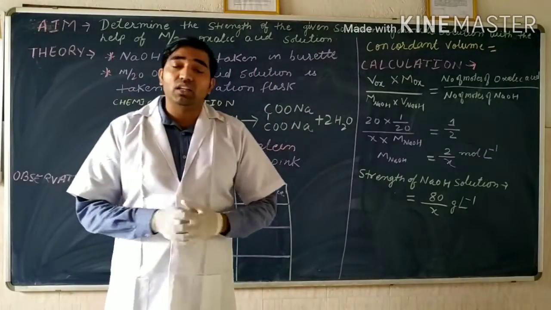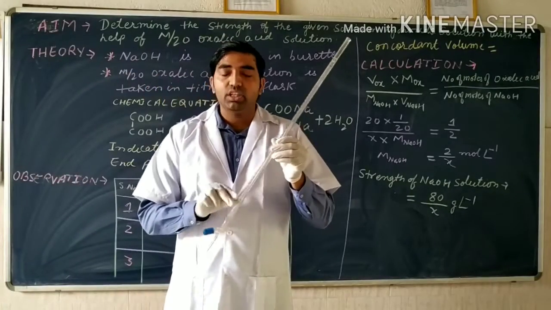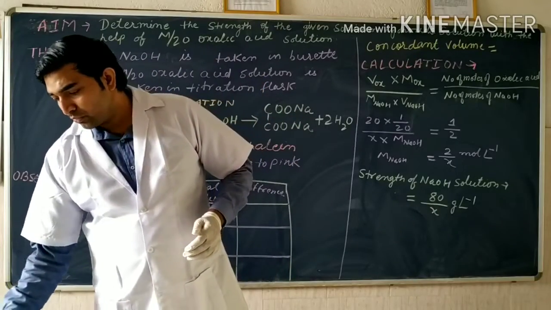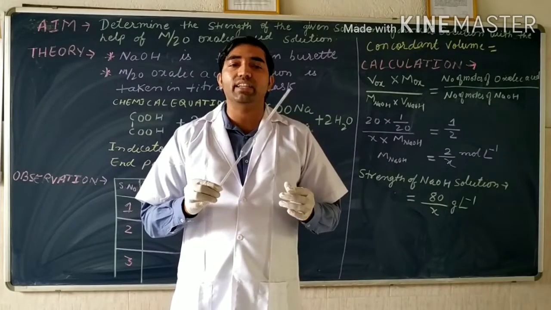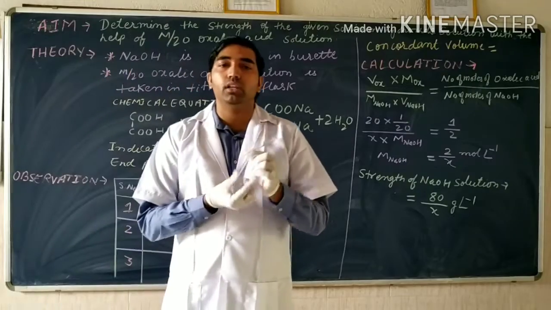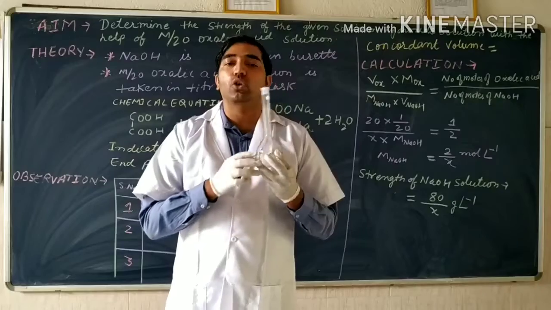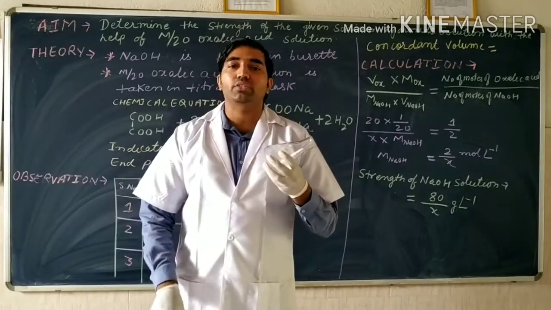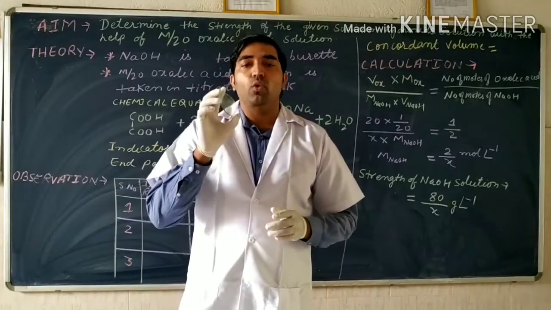See, first, what are the apparatus required? The first is burette. This burette is used for the titration. Second is pipette. This pipette is used to measure the exact volume. This is conical funnel. This is measuring flask in which standard solution is prepared. This is titration flask. This is watch glass.